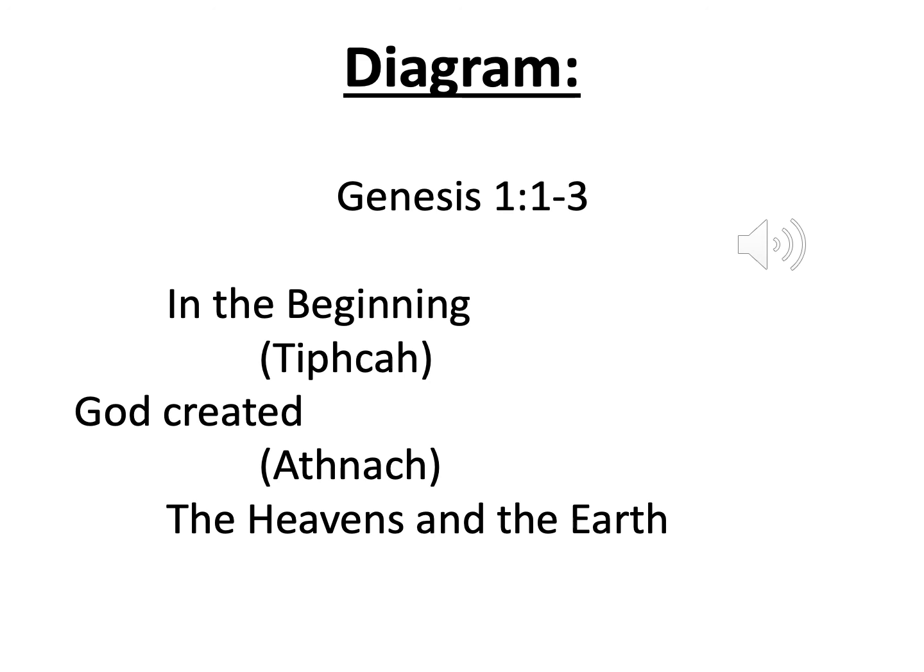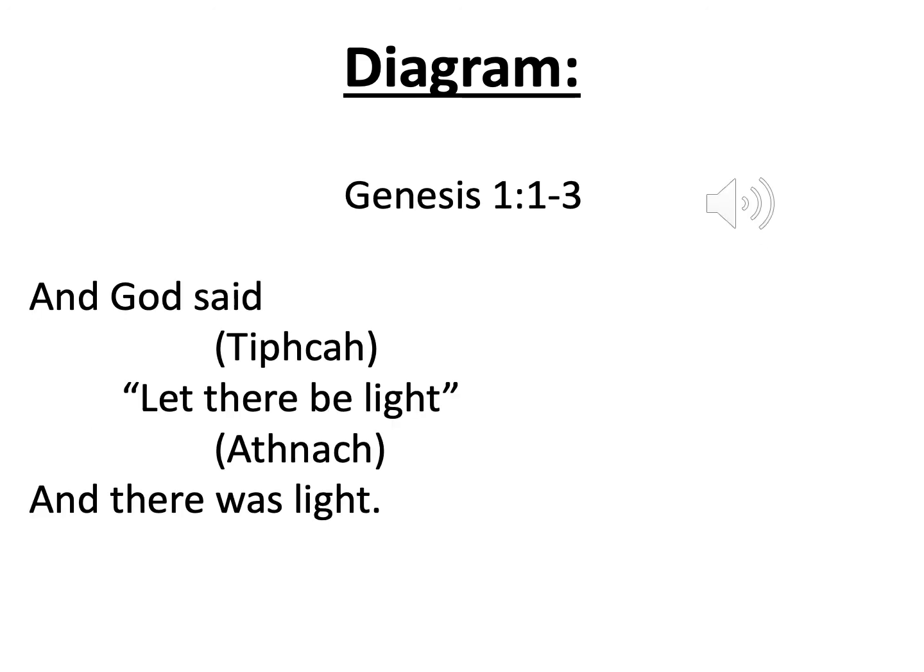So we agree with the markings of the Masoretes here in their diagramming. The same is true in verse 3. And God said, Tifka, let there be light. Atnak, and there was light. Again, dividing the verse up into the same sections that we have in our diagram.